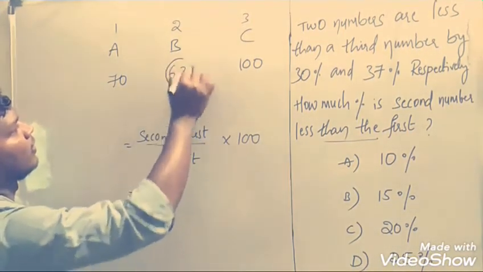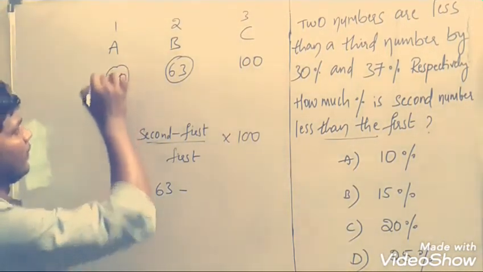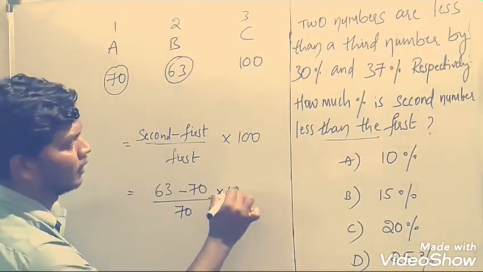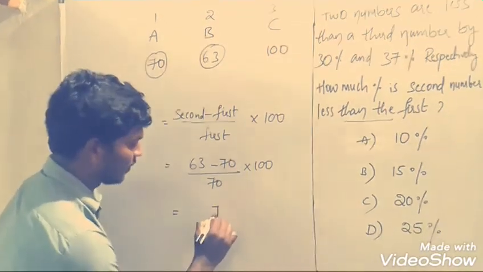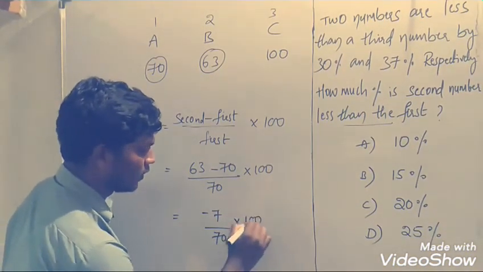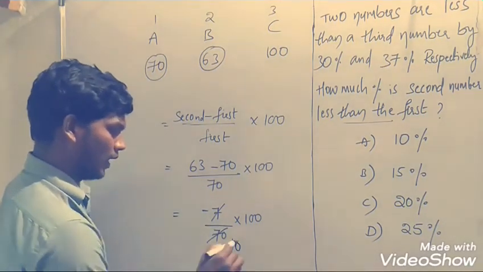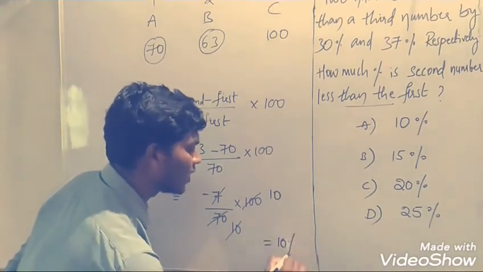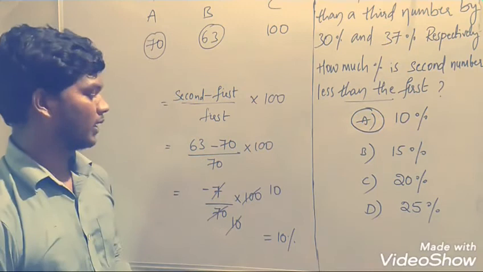So this is second, right friends? So the second number is 63 and the first number is 70, by first number 70, into 100. Okay friends. So, okay. 63 minus 70 will be minus 7. So we have minus 7 by 70 into 100. So 7 ones are 7, tens are, and 10 ones are 10, tens are. So finally we got 10%. Okay friends. So I think option A, right? So option A is 10%.